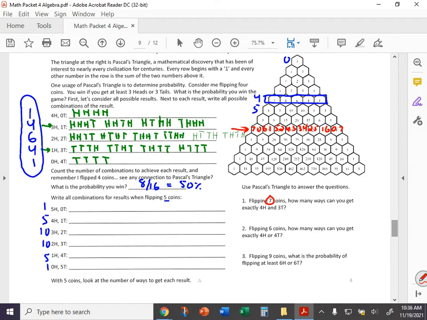So, how many ways can you get 4 heads and 3 tails? Here's my 4 heads, 3 tails combo. That's over the number 35. There are 35 ways to achieve that result. You don't have to write them all out.